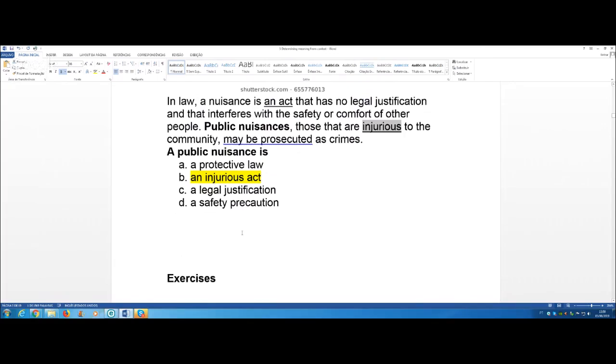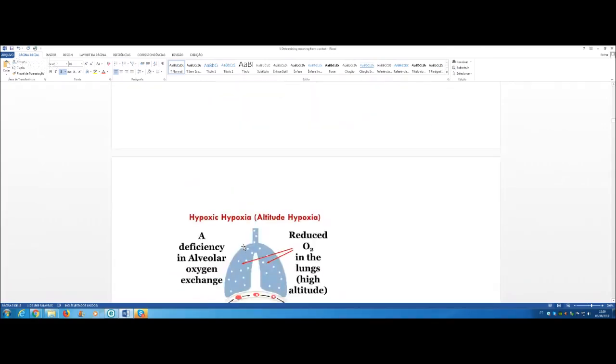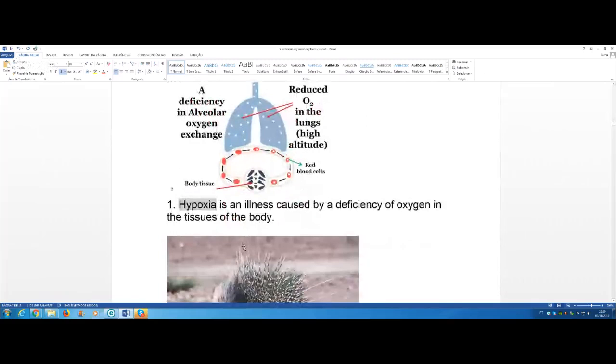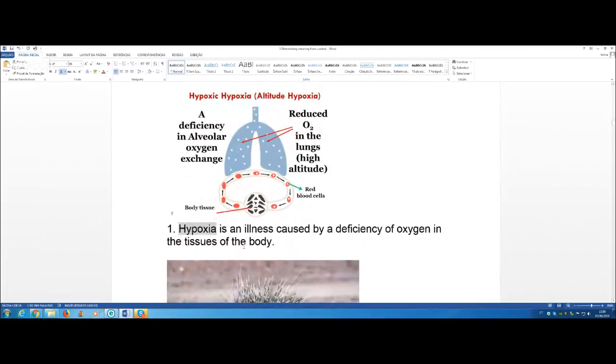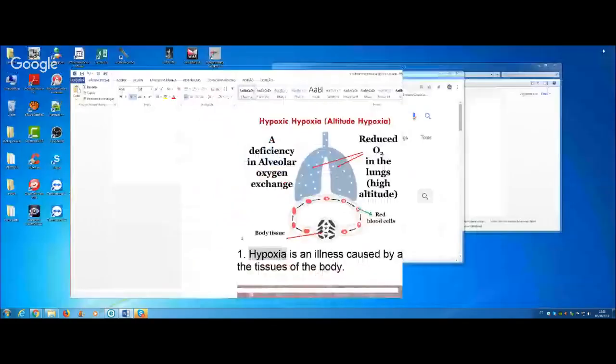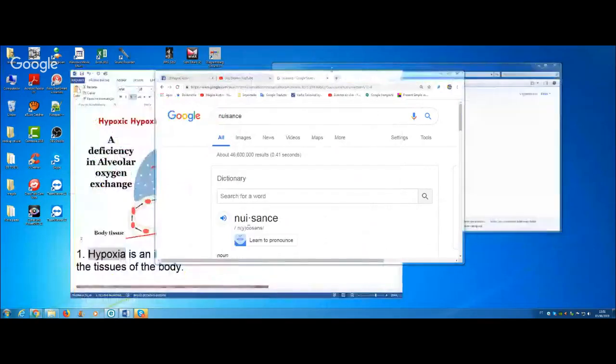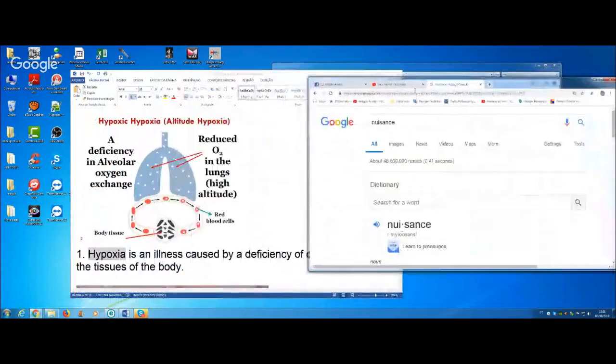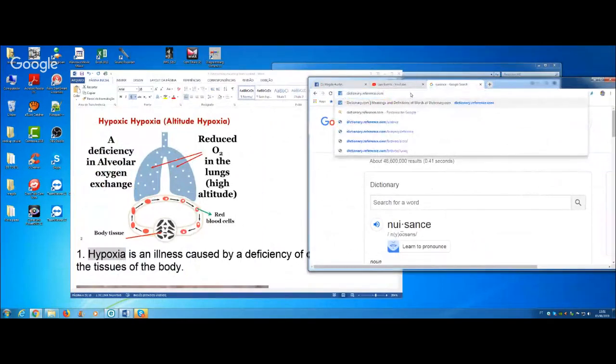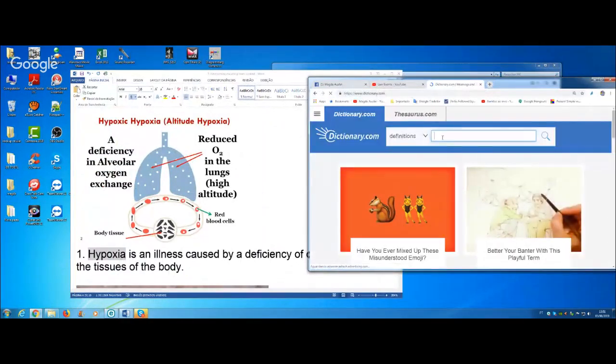So let's do some. Let's play ping pong so it doesn't get boring for you. I will do the first one. Let me make sure that we have a dictionary open because certain words here can be a little pushy.